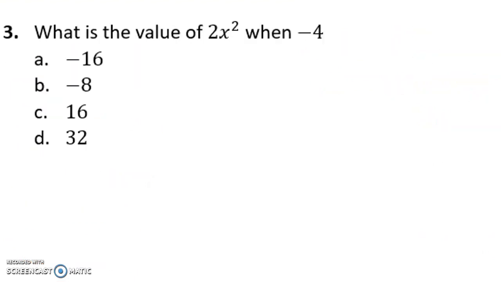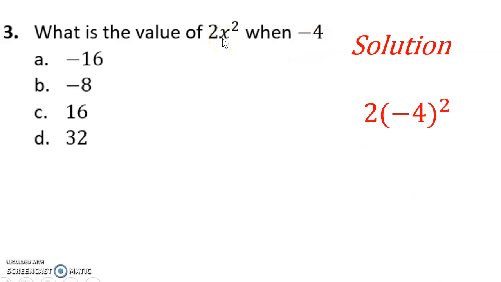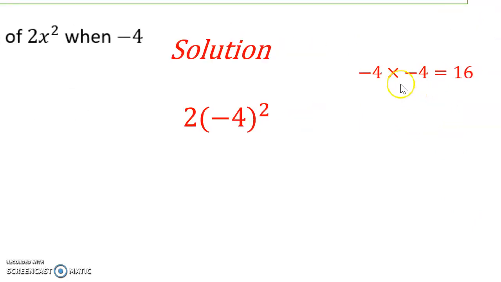This one: what is the value of 2x squared when, that should say when x is negative 4. So we're just going to substitute negative 4 where we see x, and that's the first step. The next thing is we're going to work out what negative 4 squared means. That means negative 4 times negative 4, which gives us 16, because negative times negative gives us positive. 4 times 4 is 16.